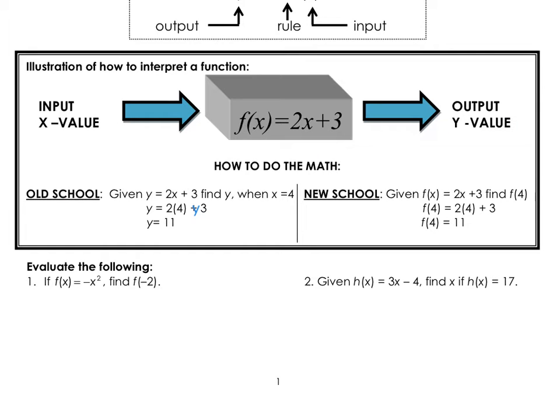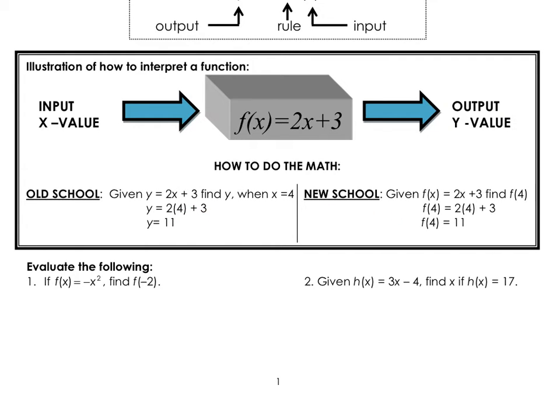So how to do the math? Old school was we used to be given y equals 2x plus 3, and we were asked to find y when x equals 4, so we would just put it in place of the x. And we would do 2 parentheses when we substitute in the 4, plus 3, to get the answer of 11.